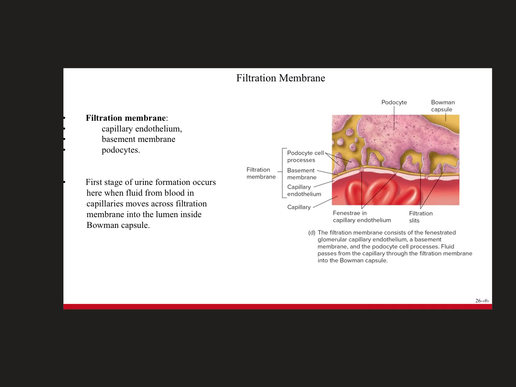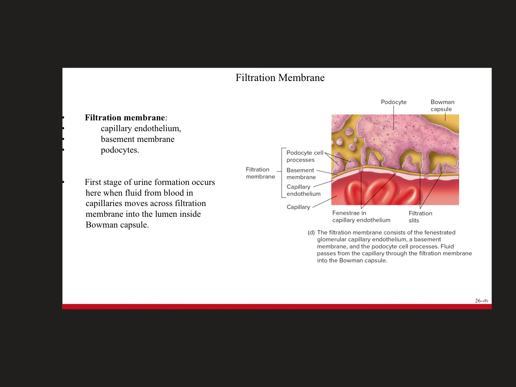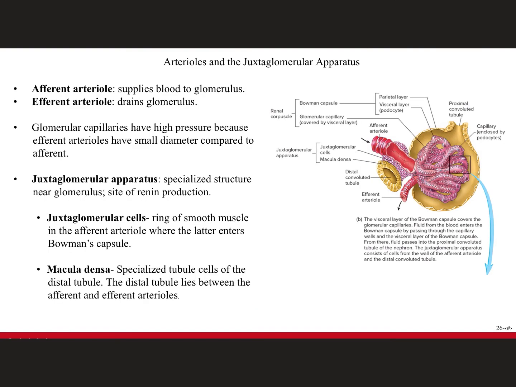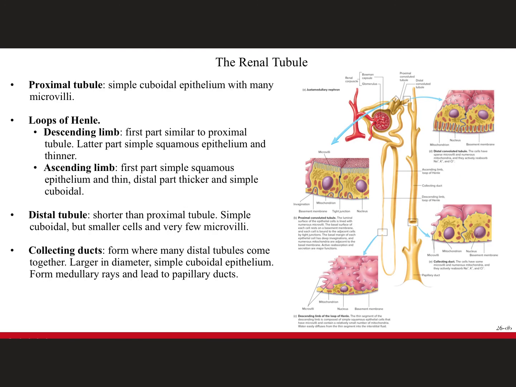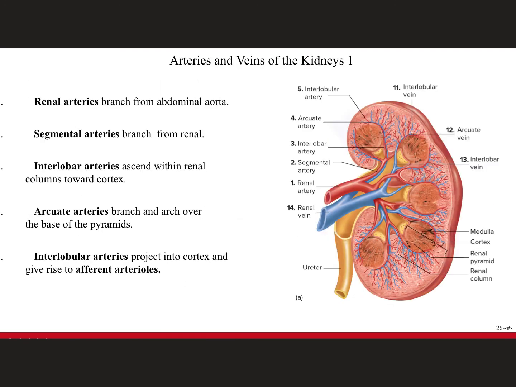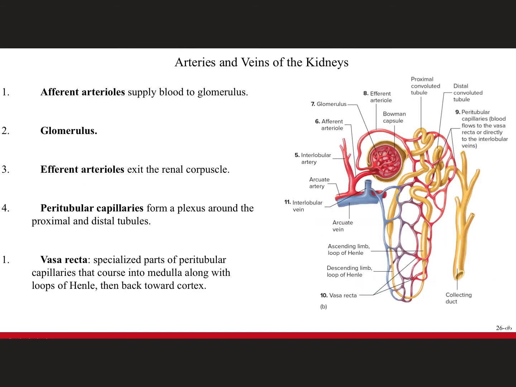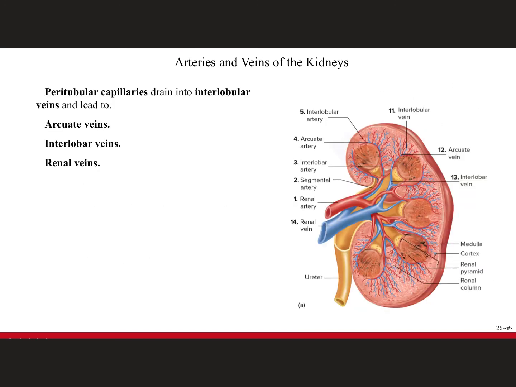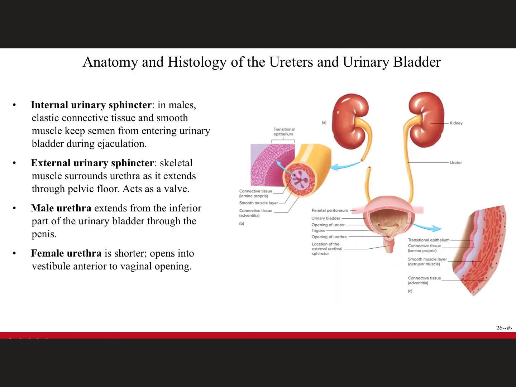When we meet on Wednesday, we'll go through the rest of this PowerPoint, which will include a little more anatomy on the glomerulus and the arterioles. This is all blood vessels. Nope, we're going to go back to the tubule itself, some of the arteries and veins, and then the histology of the ureters and the bladder.